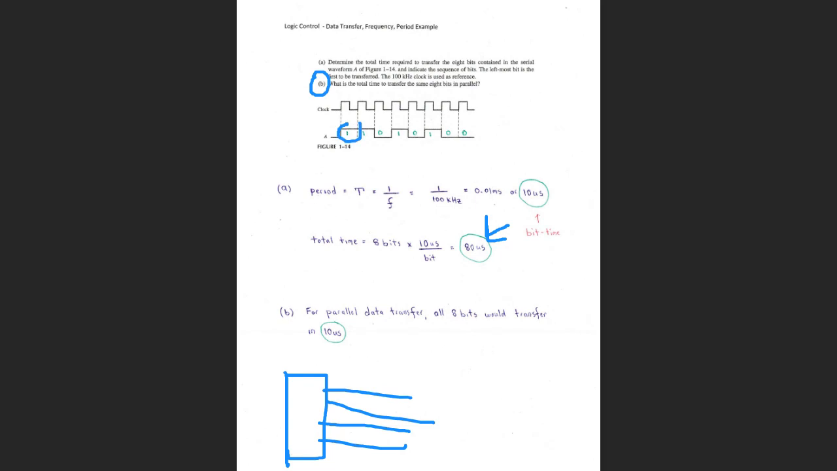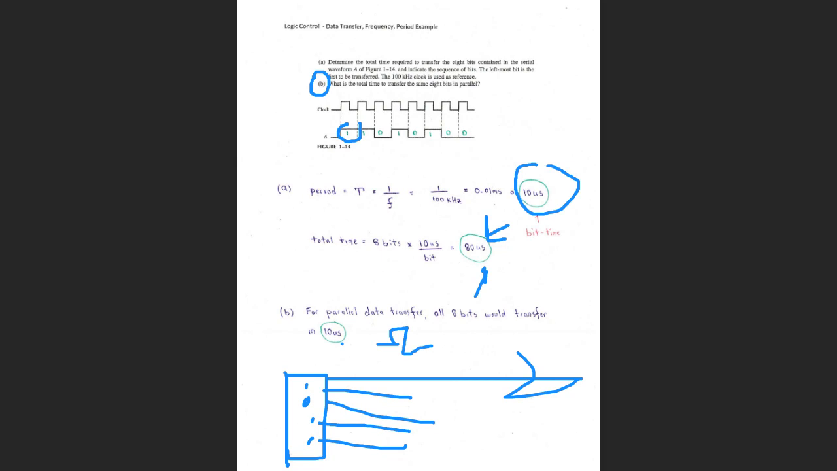It's sitting over here on this device. The 1 is sitting here, and the 0 sitting here, and the 1 and the 1 that's sitting there. And when that clicks, they all move over here at one time. So basically, if I have parallel data transfer, it only takes one click of the clock to move all of those bits. So it only takes 10 microseconds instead of the 80 that I have here.